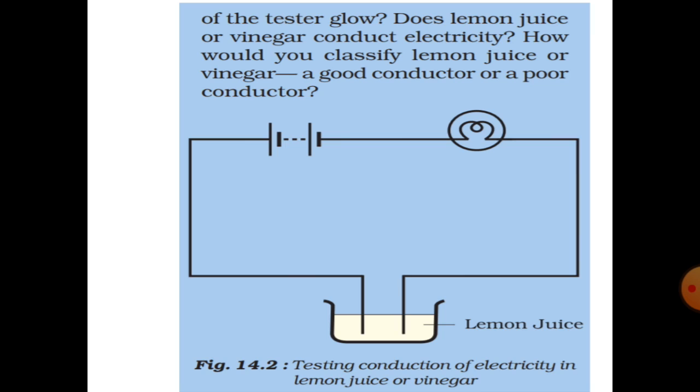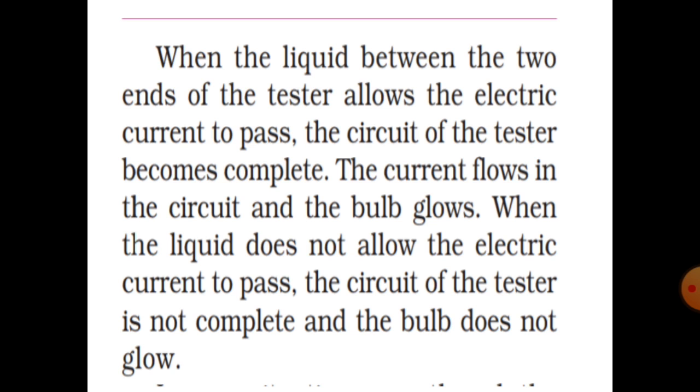Does lemon juice or vinegar conduct electricity? How would you classify lemon juice or vinegar? A good conductor or a poor conductor? When the liquid between the two ends of the tester allows the electric current to pass, the circuit of the tester becomes complete. The current flows in the circuit and the bulb glows. When the liquid does not allow the electric current to pass, the circuit of the tester is not complete and the bulb does not glow.